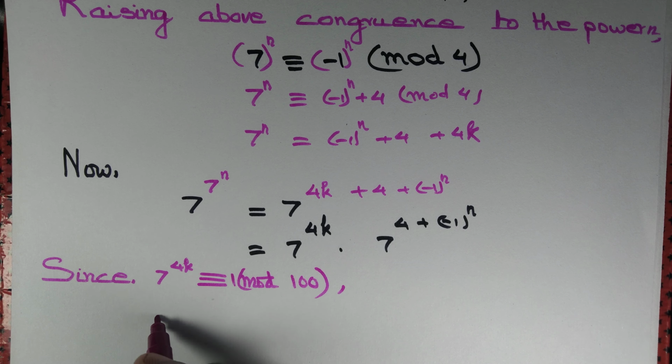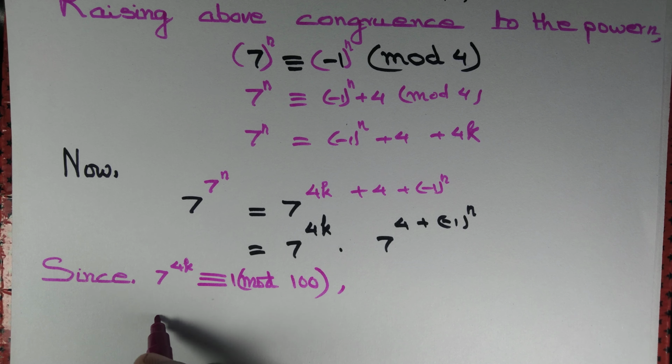Now we look at the even and odd cases. If n is even, 7 to the power 7 to the power n is congruent to 7 to the power 4 into 7 mod 100. And 7 to the power 4 is just 1. So 7 to the power 7 to the power n is congruent to 7 mod 100. In other words, if n is even, then 7 to the power 7 to the power n leaves the remainder 7 when divided by 100. Therefore, f of 7 to the power 7 to the power n is exactly equal to 7 for even positive integer n. So let's just write even n, n equal to 2, 4, 6, and so on.